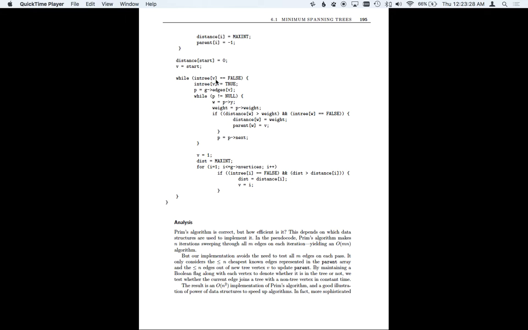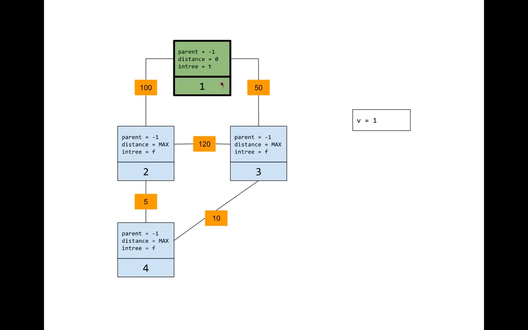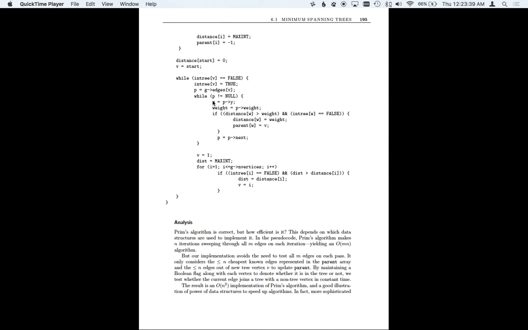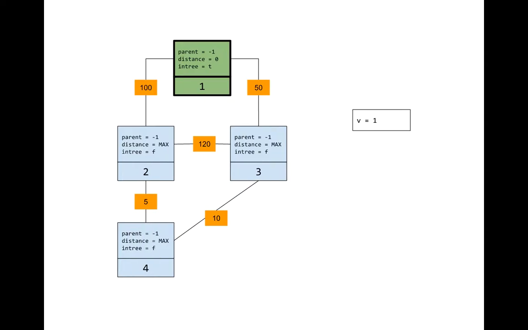While in tree for v equals false, we set in tree for v to equal true, and I kind of already did that step here. I set in tree for vertex 1 to equal true. And then I do a little bit of pointer work here. I'm going to skip over the details of this, but basically p is an edge coming out of our current city whose edges we are exploring, v. So p is going to be an edge that's coming out of city 1. Like, for instance, this edge pointing over to city 2.